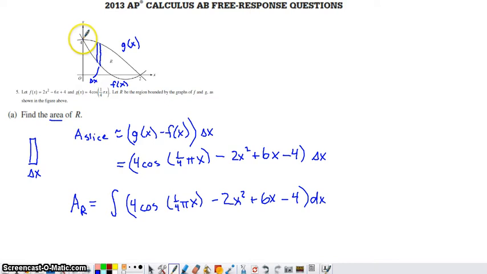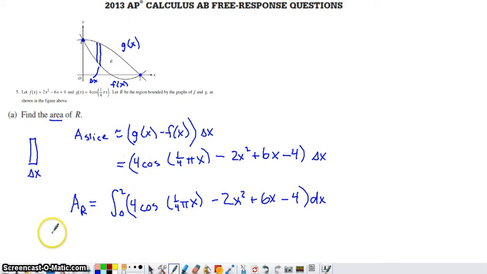So our slices that we could have drawn are going to range between this point here and this point here, and those x values would be 0 and 2. They've actually provided us with both of those. So 0 and 2.